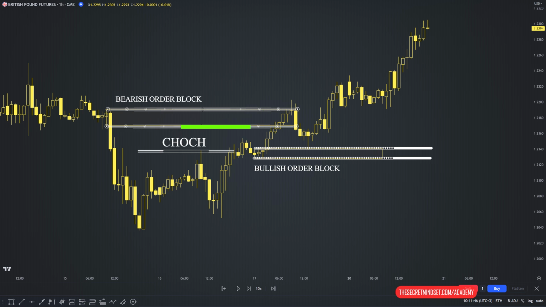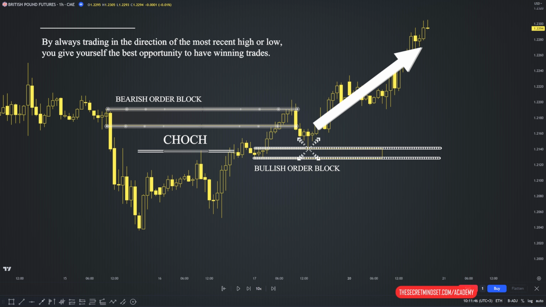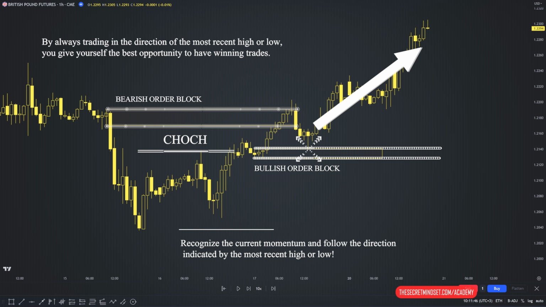And after reaching the marked area, the price only experiences a small drop before breaking higher again, forming another new high and creating a bullish order block in the process. And when the market returns to this area, it triggers another upward movement. By always trading in the direction of the most recent high or low, you give yourself the best opportunity to have winning trades. It's very important to recognize the current momentum and follow the direction indicated by the most recent high or low, rather than trying to predict reversals based solely on order blocks.